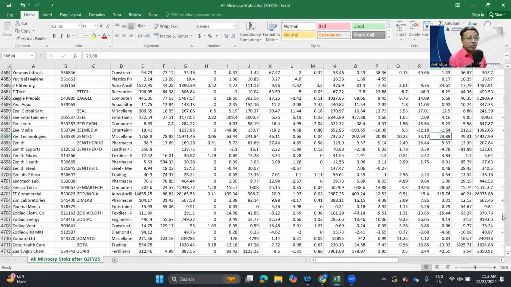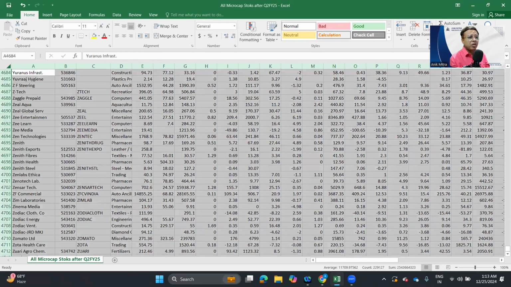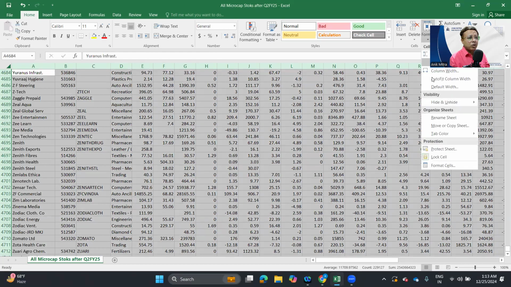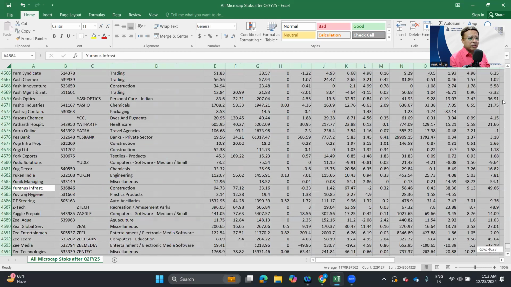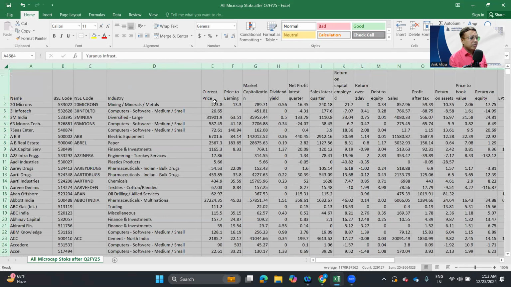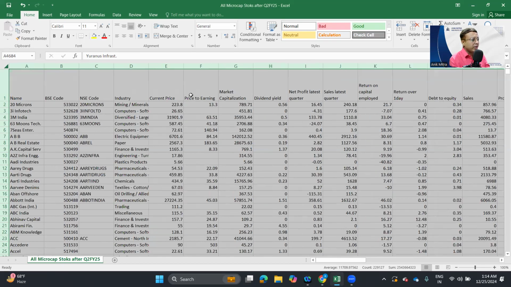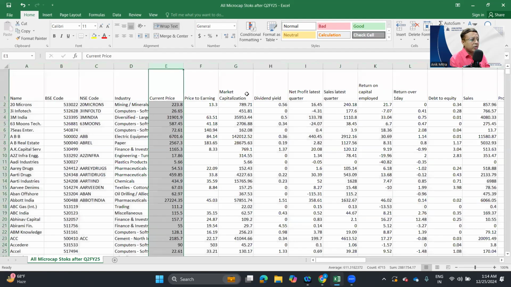This list contains everything, from large cap to everything. Let me auto fit the column. Right now this list contains stocks of different market capitalizations: large cap, mid cap, small cap, micro cap, everything. I'm going to shortlist only the microcap companies. How will I do it?